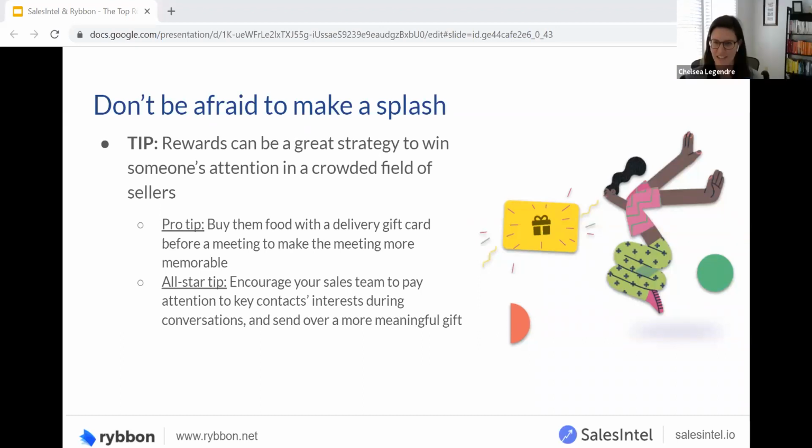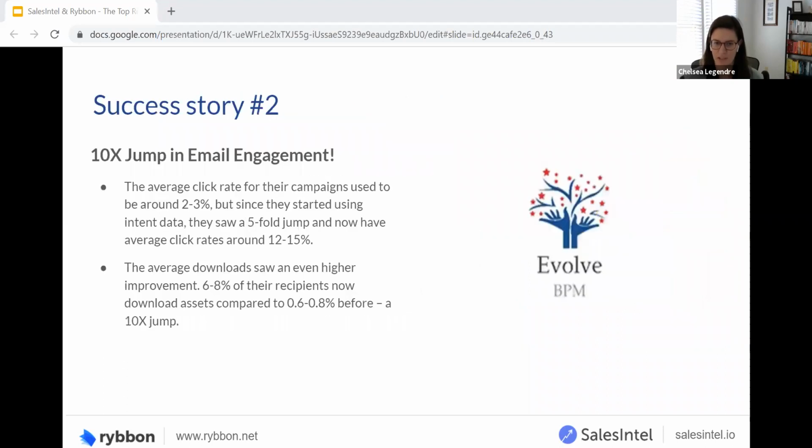Definitely. And Raj, I think that's a great transition into your case study if you wanted to present that now. Yeah. So one of our clients, Evolve BPM, they reach out to lots of other customers. They were sending out messages that were working to some degree. They were getting about a 0.6 to 0.8% response rate.